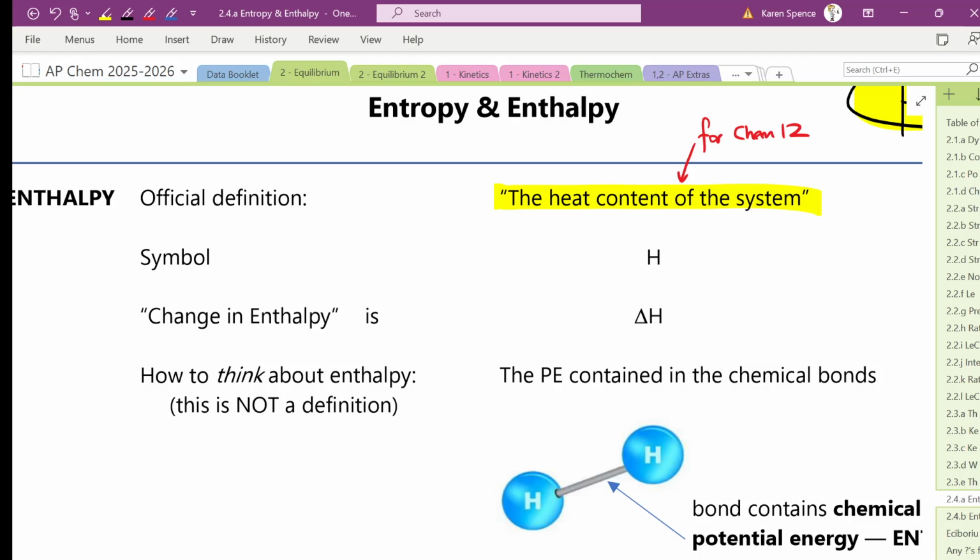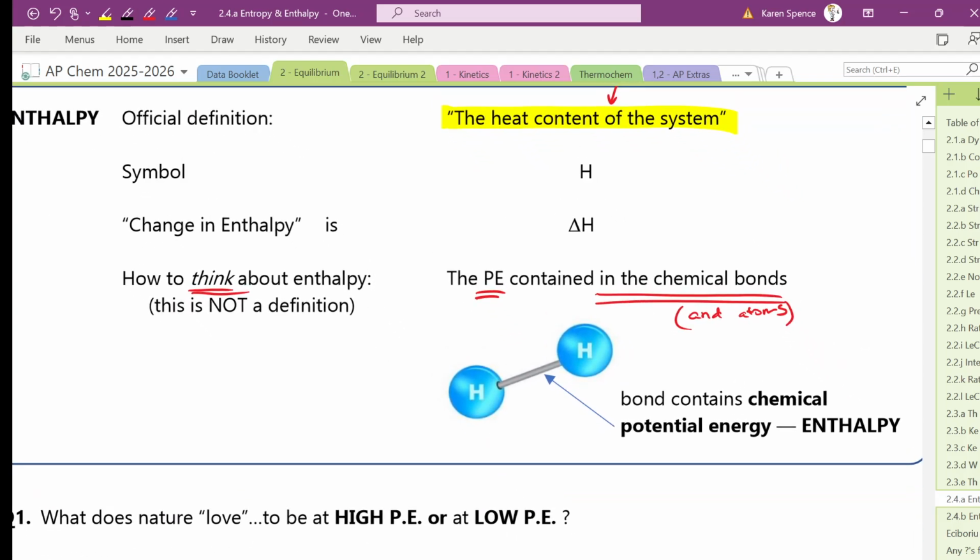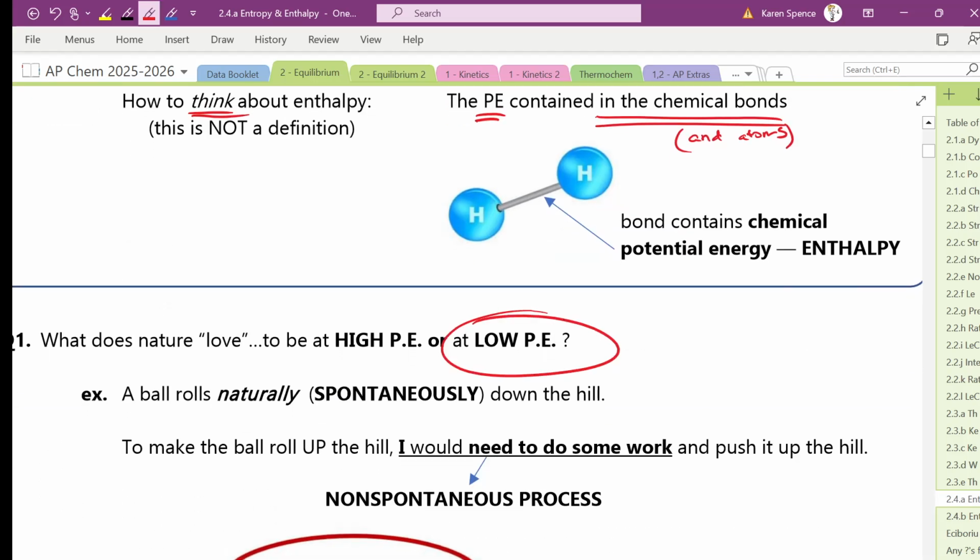I'm going to tell you to think of it, as I have in the past, as the potential energy contained in the chemical bonds and atoms, because atoms contain potential energy too. Does nature love to be at high potential energy or low potential energy? Nature loves to be at low potential energy. So a ball rolls naturally, or spontaneously, down the hill.